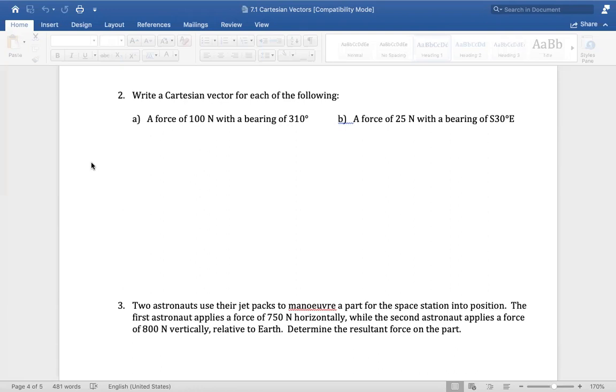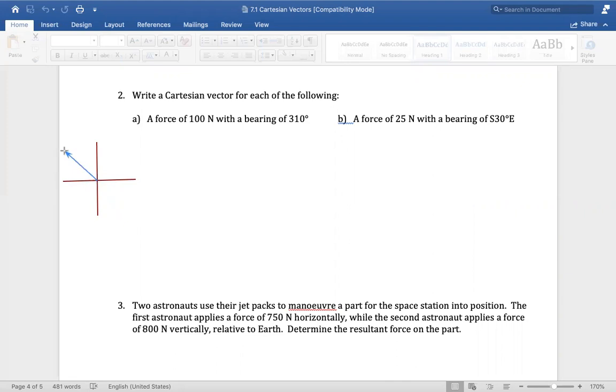Write a Cartesian vector for each of the following. So I have a force of 100 newtons with a bearing of 310. So that would be a true bearing then, right? So let's draw that in. Not too big, just off to the side. So if I have my vector, starting north, 310 would be 90. Another 90 would be 180. Another 90 would be 270. So 270, 280, 290, 300, 310 would be another 40 degrees.